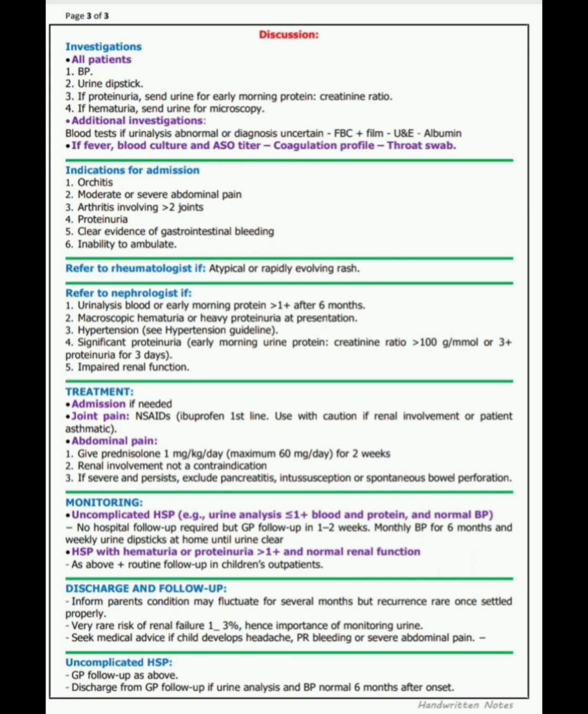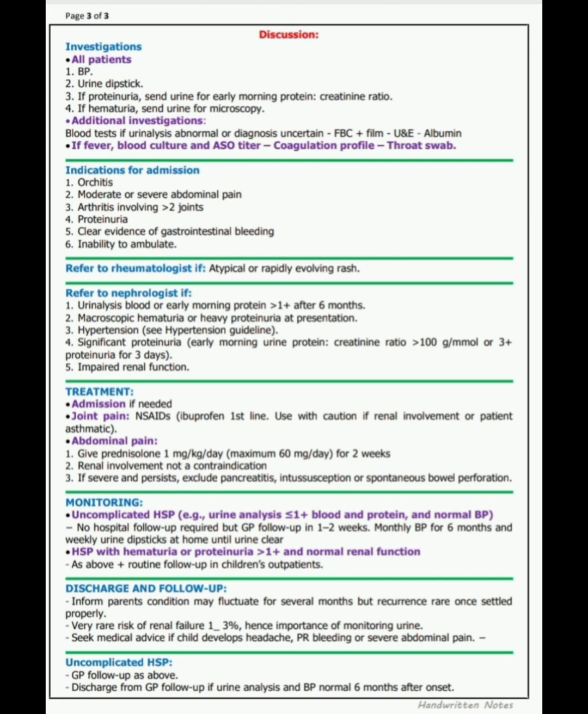Discharge and follow-up. How do we do the discharge and follow-up of Henoch-Schönlein purpura? Inform the parents. The condition may fluctuate for several months but recurrence is rare once settled properly. There is a very rare risk of renal failure, that is 1 to 3%, hence the importance of monitoring urine. Seek medical advice if the child develops headache, per rectal bleeding or severe abdominal pain.